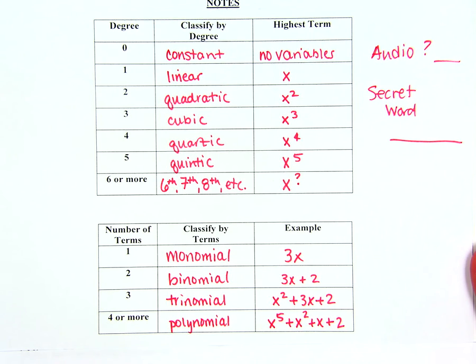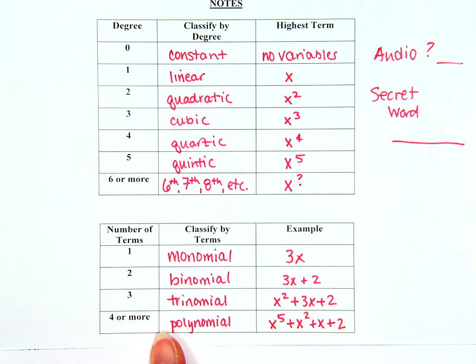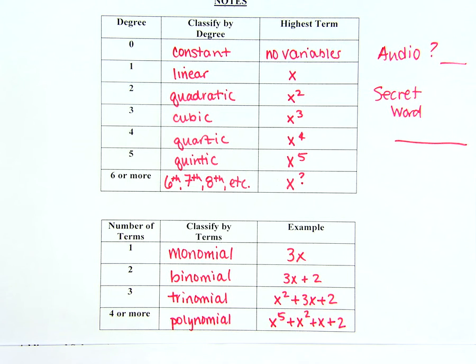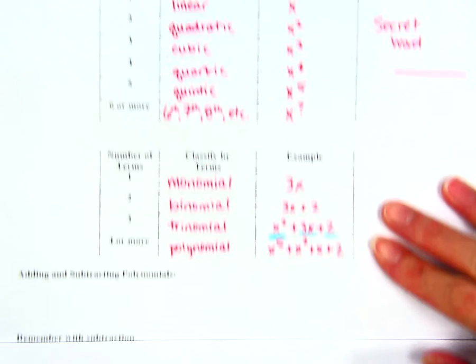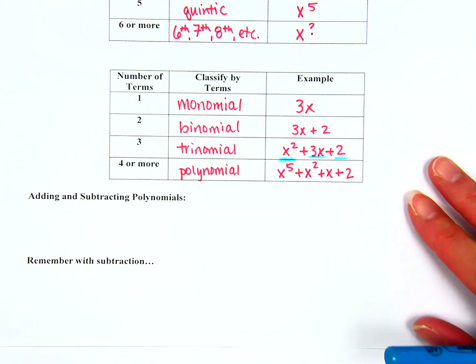If you're classifying by the number of terms, those are each separated by the spaces, or by the pluses and minuses. So here's one term, x squared, here's another one, 3x, and here's another one, 2. So that would be a trinomial. If you only have one term, such as 3x, that would be a monomial. All right, if those were too fast, you can go ahead and rewind the video.